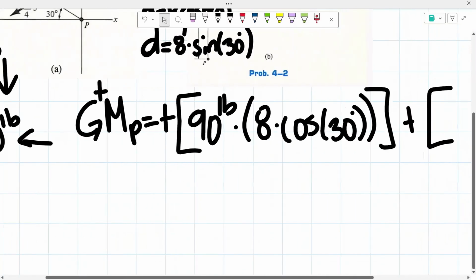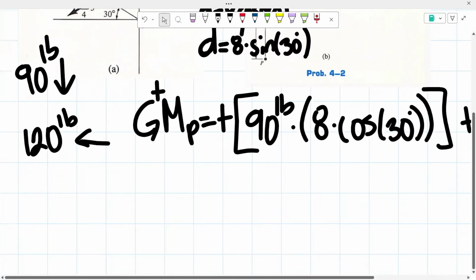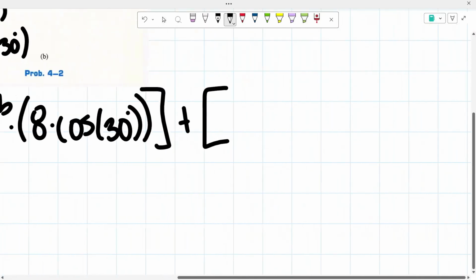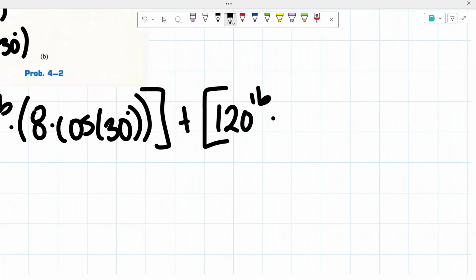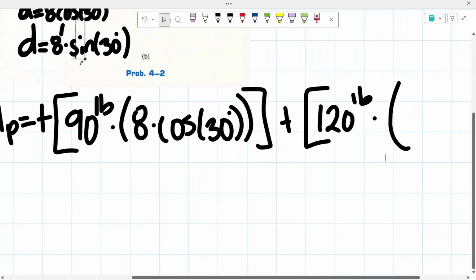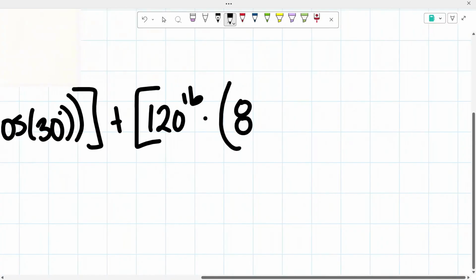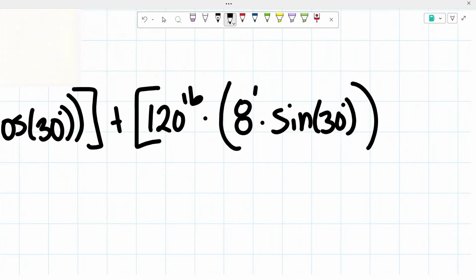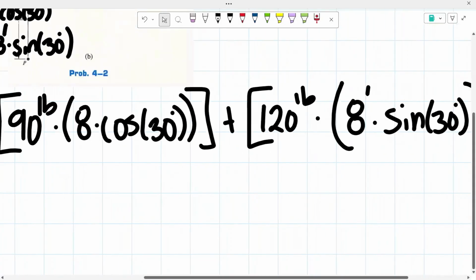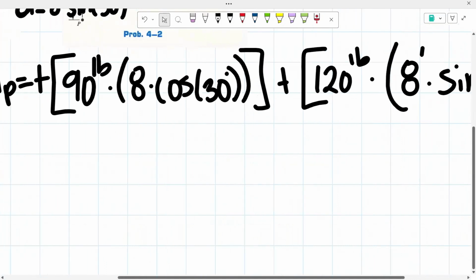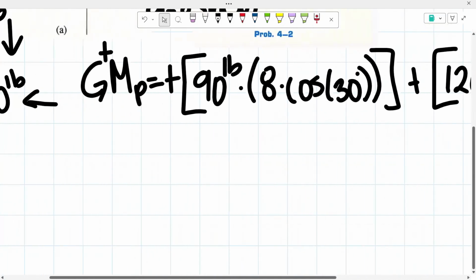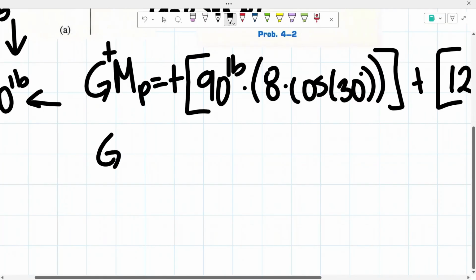Remember, moment is force times distance. Our force is 120 pounds. So 120 pounds times our distance. We know that our distance is equal to 8 feet times sine of 30 degrees. And now we just input that all into our calculator.